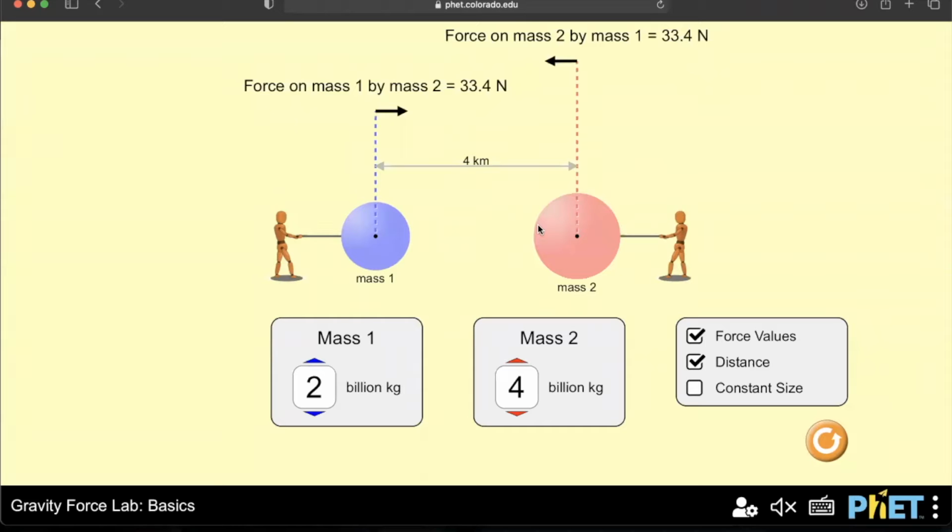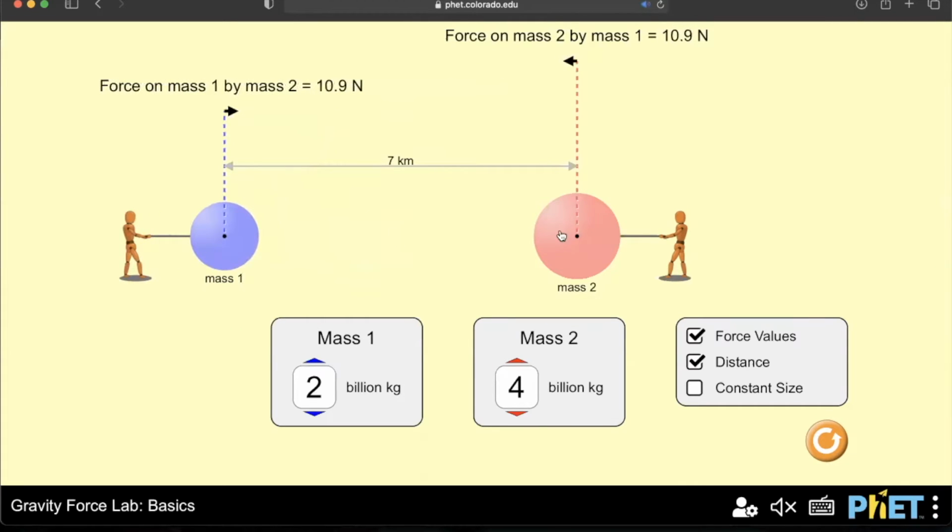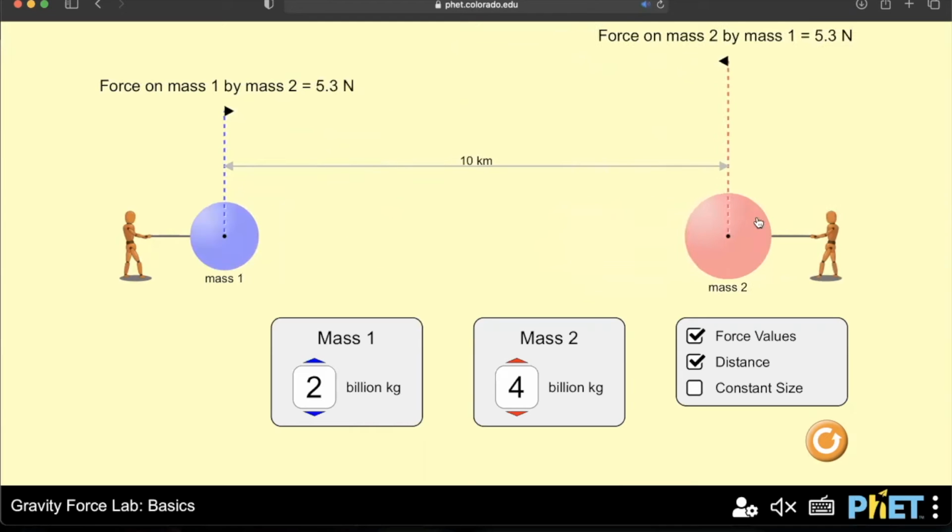We're going to be using a PhET simulation, which I'll link down below in the description if you want to explore it by yourself. So we'll start off with these objects, the max distance of 10 kilometers apart. And you may notice that the force of gravity on each mass is the same. This is because of Newton's third law of motion.